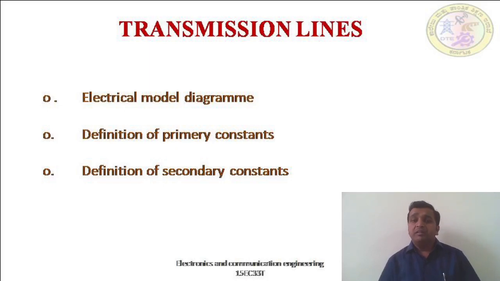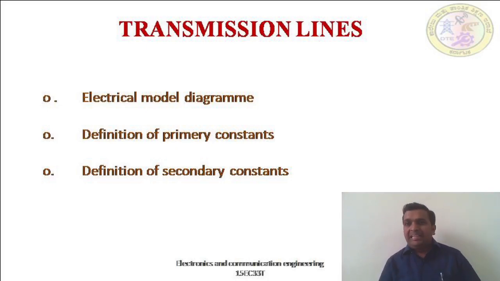In the same fashion, we are going to learn in this session what the electrical model diagram of a transmission line is. That means how you analyze a transmission line electrically, which we are going to deal with today. And what the primary constants and secondary constants are. So what do you mean by primary constants? What do you mean by secondary constants? These are the constants that describe the characteristics of a transmission line. If you want to purchase a transmission line in a shop, these are the things you should quote to the shop owner: that I want this primary constant and this secondary constant.